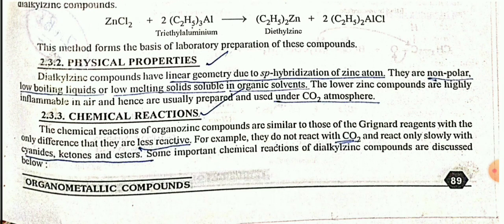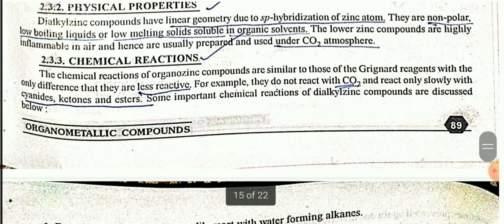Heading 2.3.2. Physical properties. Dialkyl zinc compounds have linear geometry due to sp hybridization of zinc atom. They are non-polar, low boiling liquids or low melting solids soluble in organic solvent. The lower zinc compounds are highly inflammable in air and hence are usually prepared and used under CO2 atmosphere.